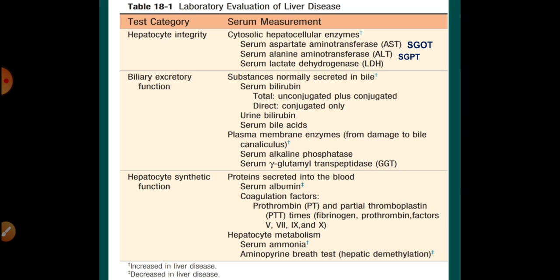Hepatocyte synthetic function can be assessed by measuring the substances which are synthesized by the hepatocytes. The protein and coagulation factors are synthesized by the liver, so you can measure serum albumin levels and also investigate the coagulation profile of a patient. And the most commonly used coagulation tests for assessing the liver function are prothrombin time and partial thromboplastin time.